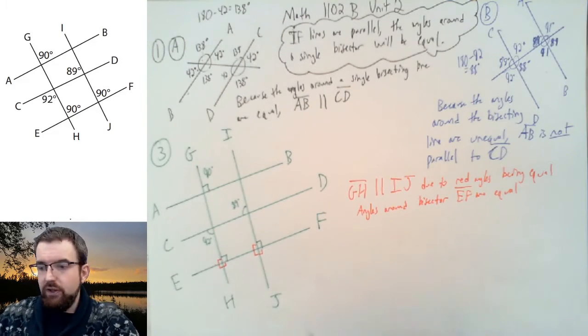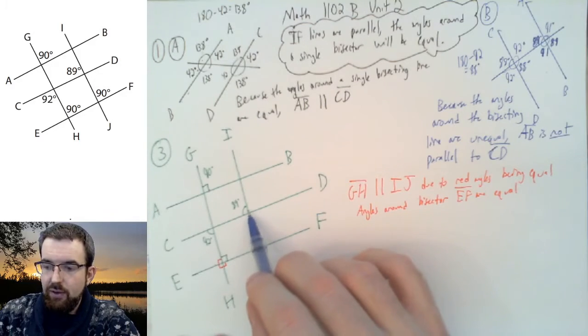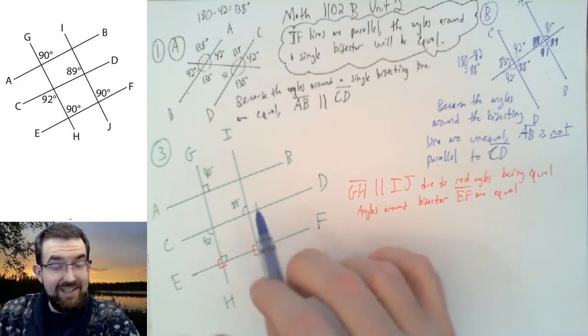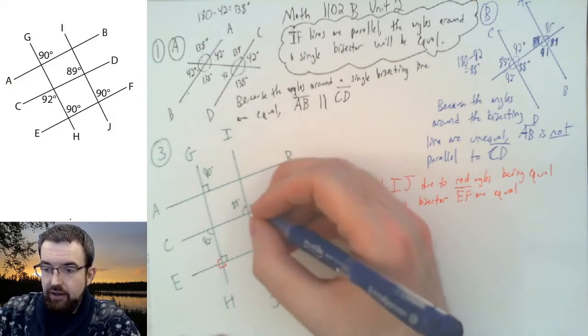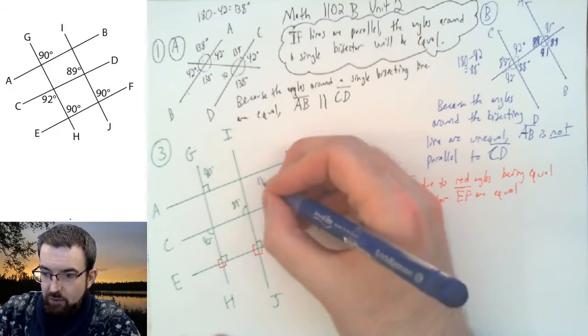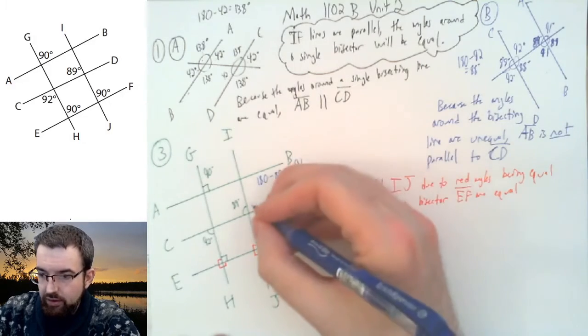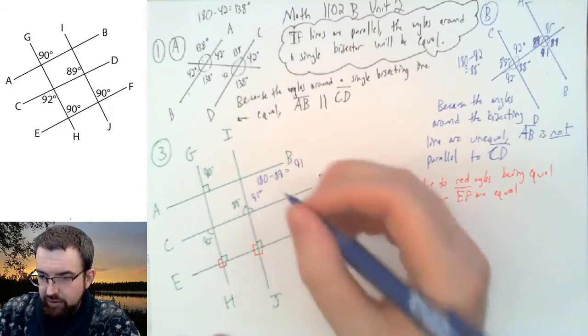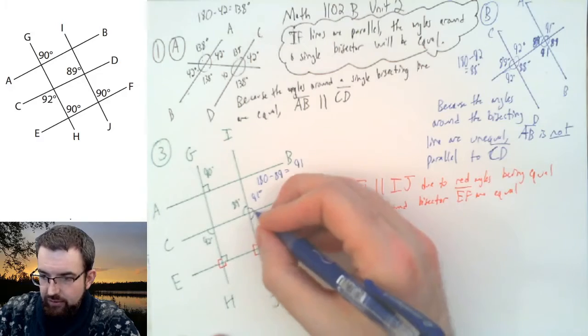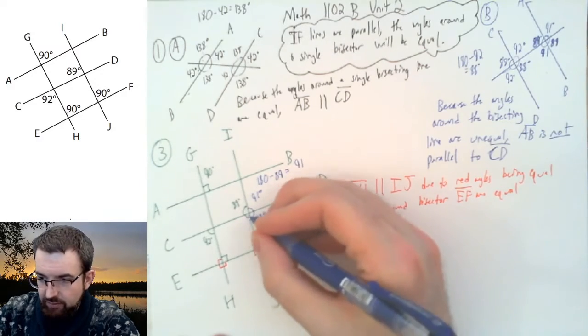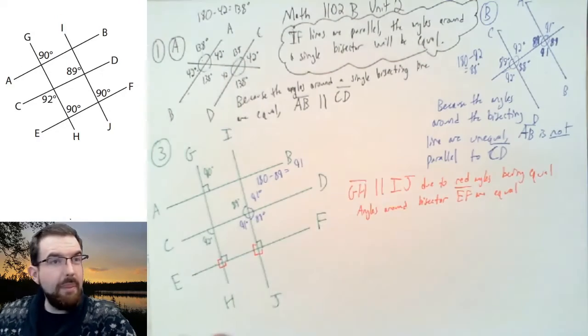So let's fill in some more here now. What can we figure out about these angles over here? Well, we know this one's 89. So if we know that one's 89, this other one has to be 180 minus 89, which is of course 91. So we know this angle here is 91 degrees, this angle here is going to be 89 degrees, and this one over here is going to be 91 degrees.